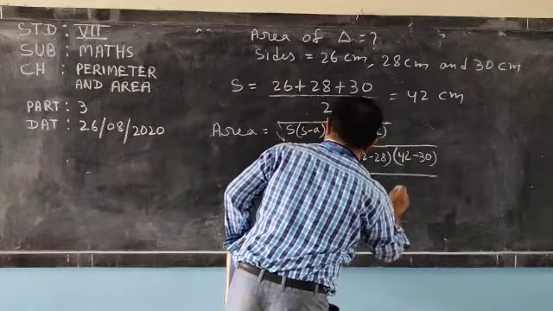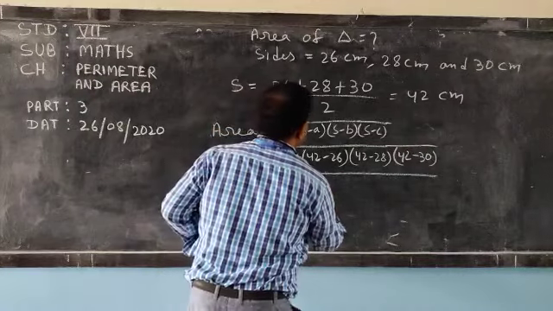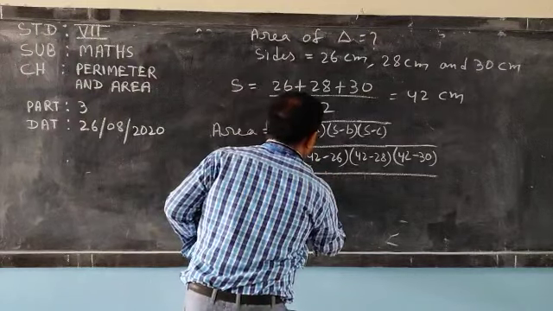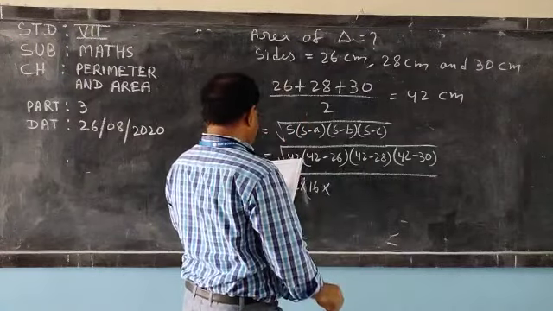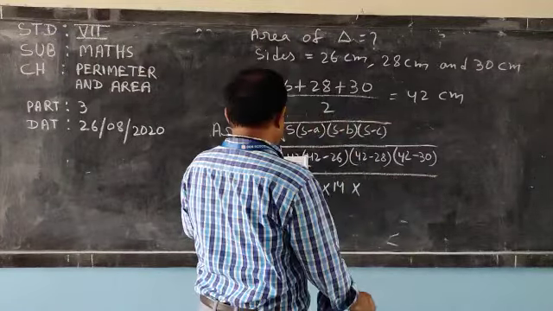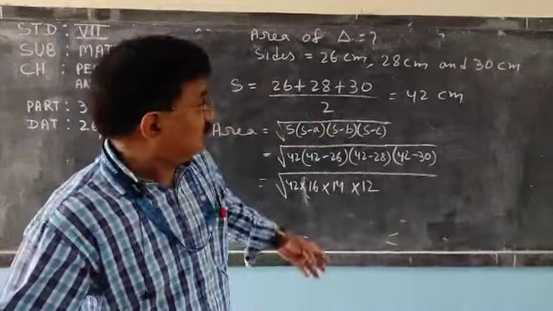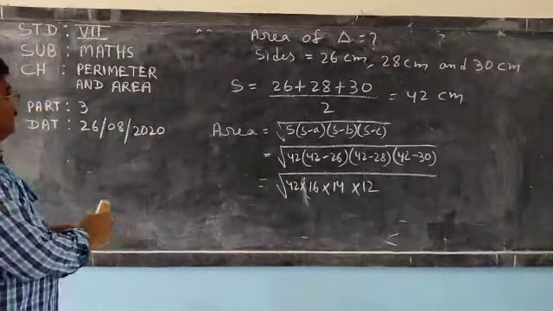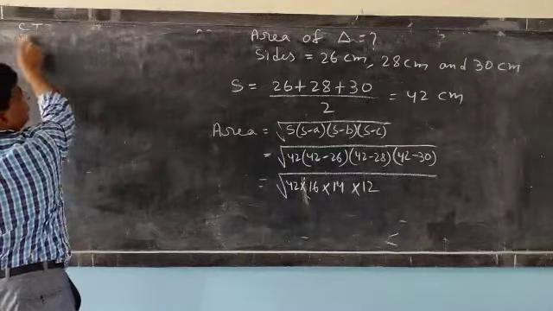Root over 42 into 42 minus 26, 16. Okay. And 42 minus 28, 14. And 42 minus 30, 12. Now, after this, what he will do? He will find the prime factorization. And let us find the prime factorization of this number.